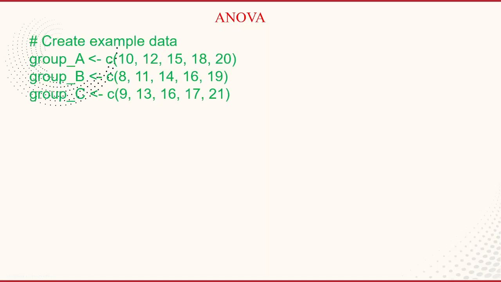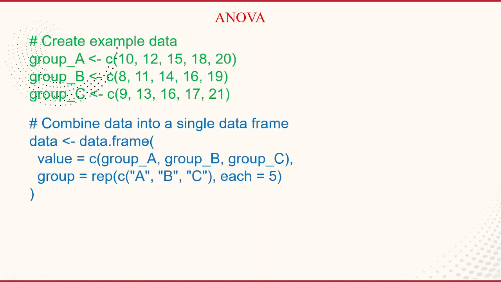First, group_A tends to c(10, 12, 15, 18, 20), and group_B tends to c(8, 11, 14, 16, 19). Group_C tends to c(9, 13, 16, 17, 21). So these three groups' data is given as an input to the R programming software.